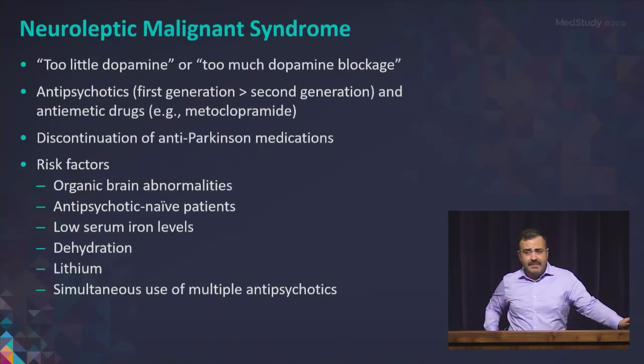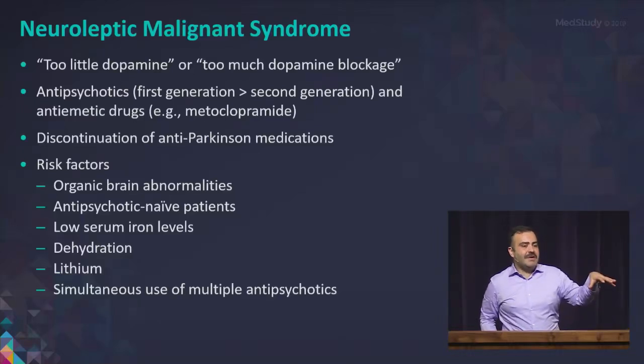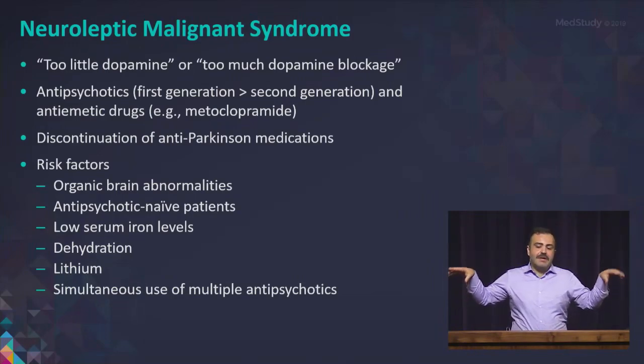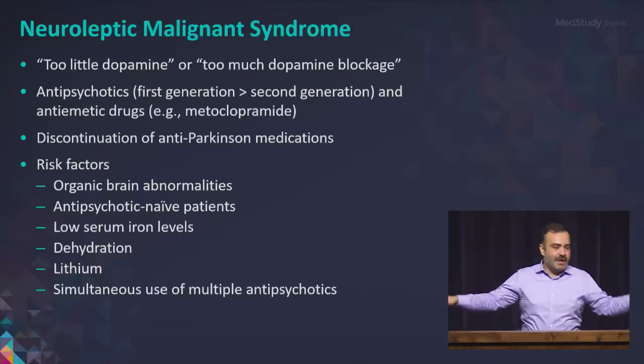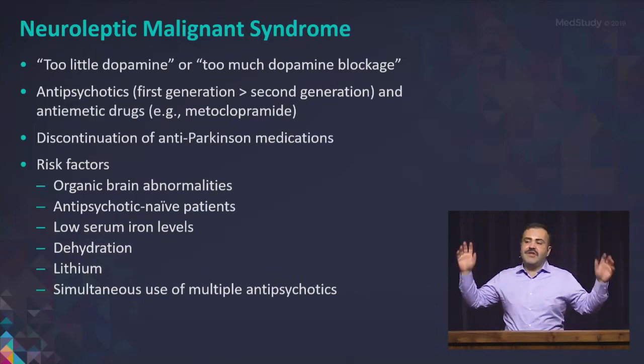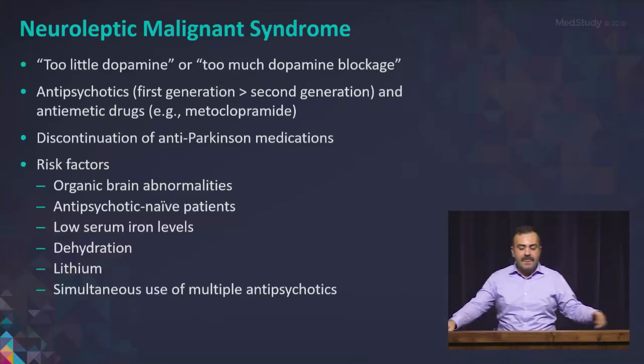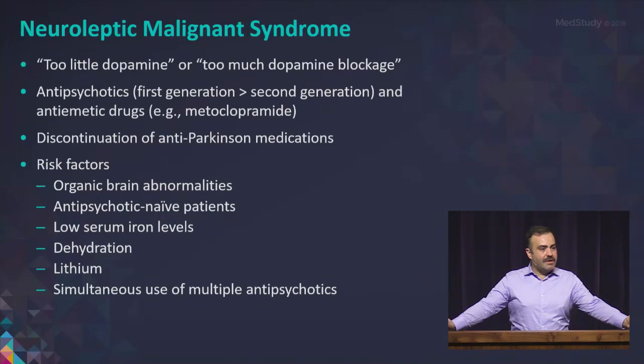Another condition that can be caused by psychiatric meds is neuroleptic malignant syndrome. When you're thinking of this condition, remember there is too little dopaminergic activity going on, or there is too much dopaminergic blockage suddenly happening. You see it in patients who are on an antipsychotic, more common in first generation than second generation antipsychotics, or you can see patients on non-psychiatric meds. Another event that can cause neuroleptic malignant syndrome is discontinuing Parkinson medication very fast.